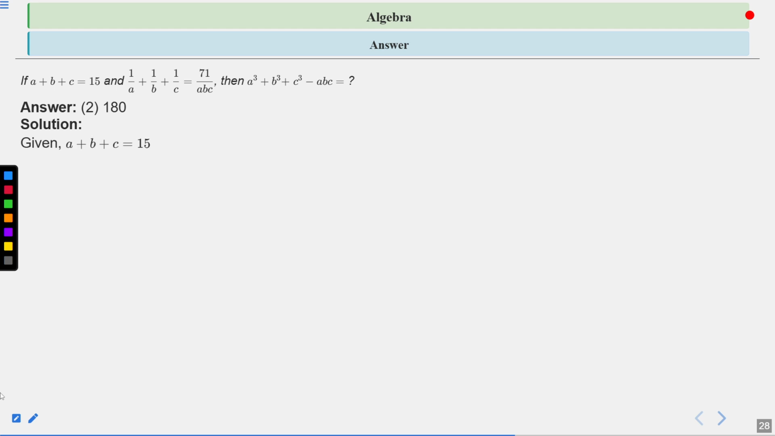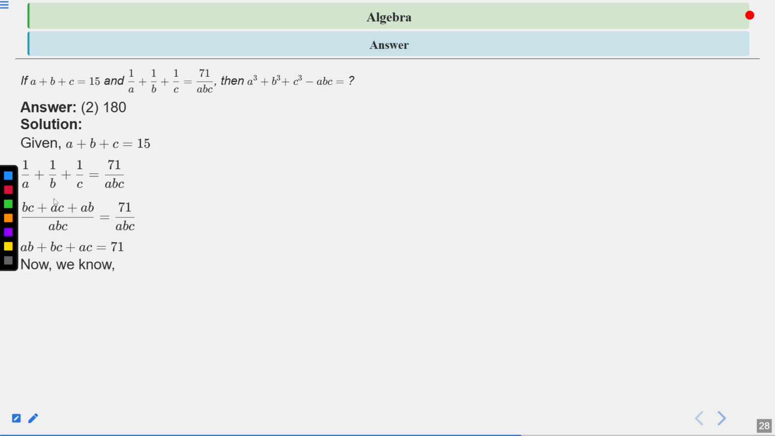So given that a plus b plus c equals 15, and 1 upon a plus 1 upon b plus 1 upon c is given, which is 71 upon abc. So we can simplify it. When we simplify, we get (bc + ac + ab) upon abc, which is equal to 71 upon abc. So abc can be cancelled out. So we can say that ab plus bc plus ac equals 71.